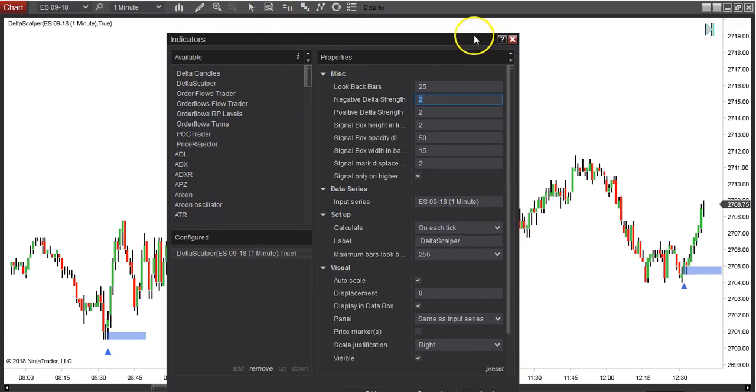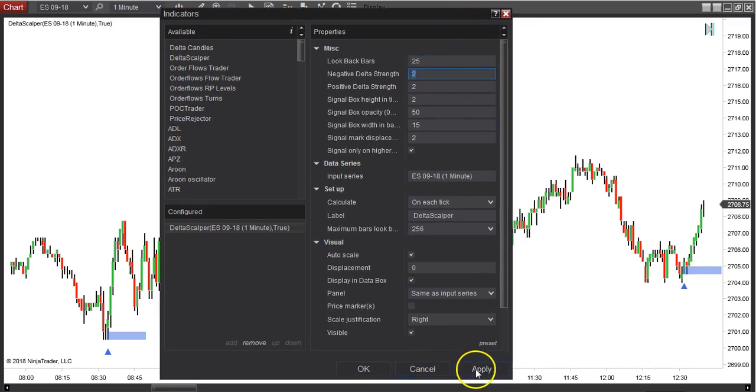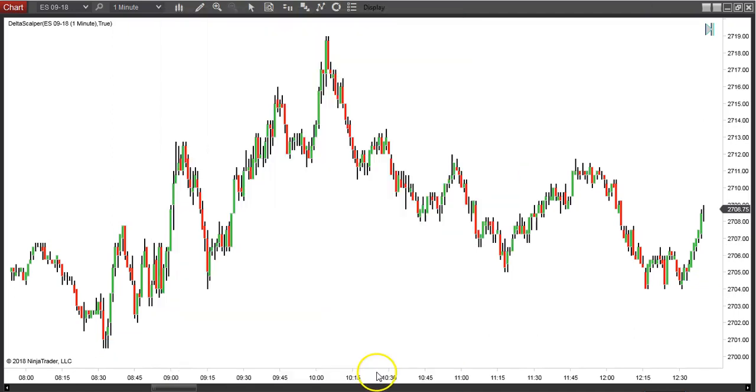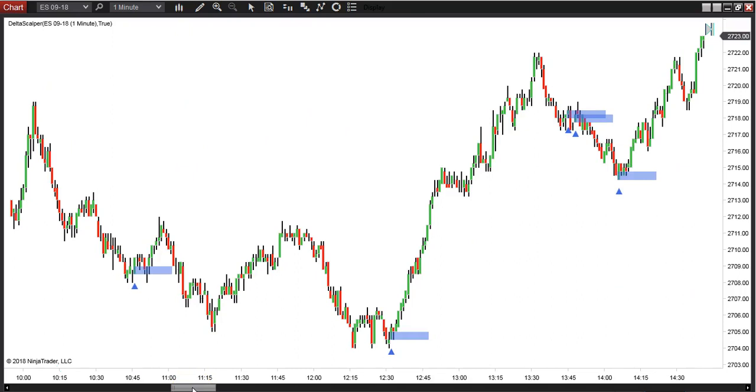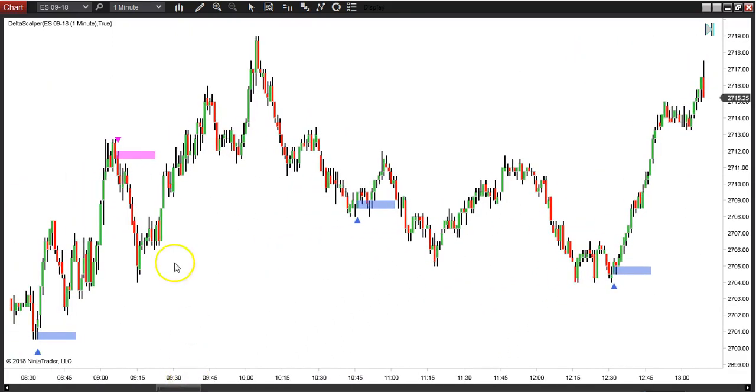Now, recently I was talking to somebody about the delta strength of 2, and as you make the delta stronger, you're going to get less signals. And again, what's better for you? Do you want more signals? Do you want less signals? If you're somebody that needs a lot of action, so to speak, if you start making it higher, you're going to get less signals, less activity. But again, you can see here, it's slightly different in terms of the amount of signals. On this day, you had some really nice signals.